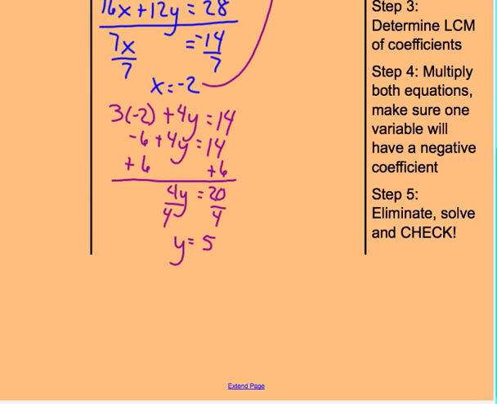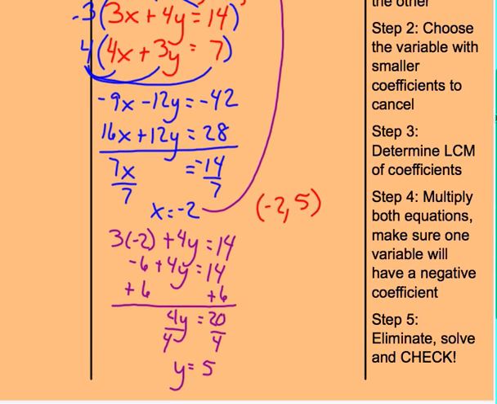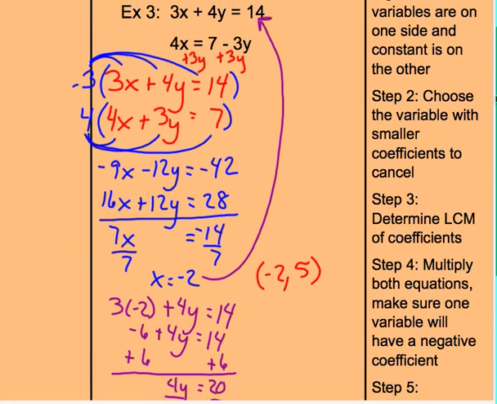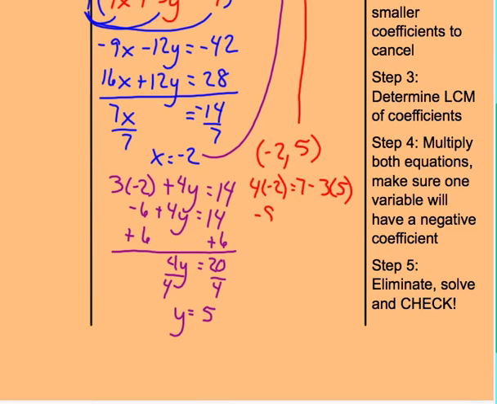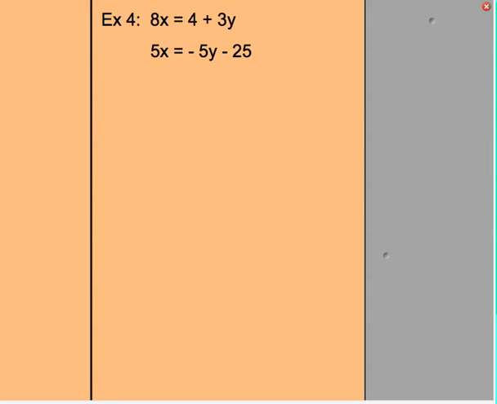So my solution as an ordered pair, my x was negative 2 and my y was positive 5. So to check that in the equation that I didn't use to solve for y, that would be this second one. So we get 4, substituting negative 2 for x, equals 7 minus 3, substitute 5 for y. 4 times negative 2 is negative 8. 3 times 5 is 15. And 7 minus 15 is negative 8, so my solution checks out. Let's take a look at one more of those.